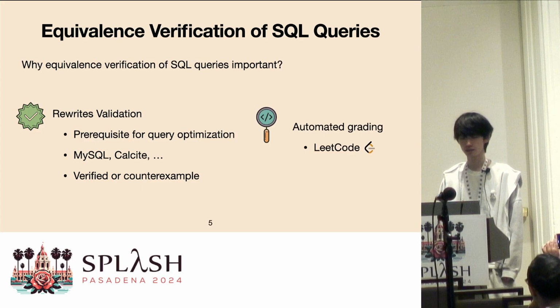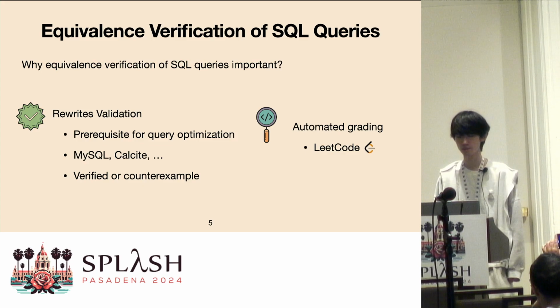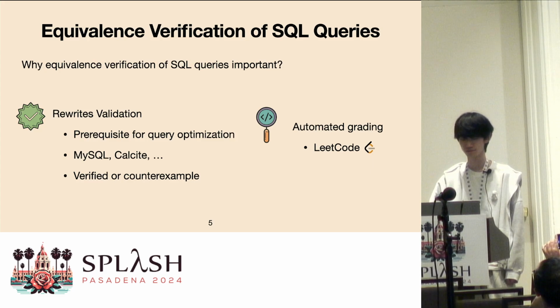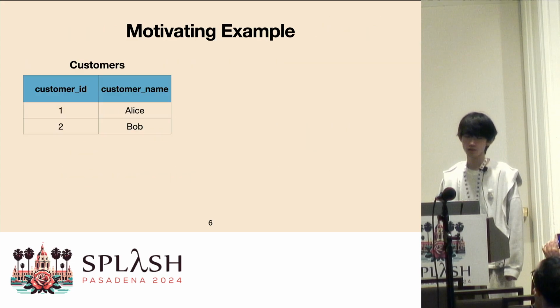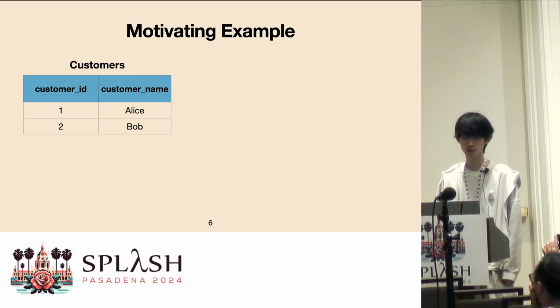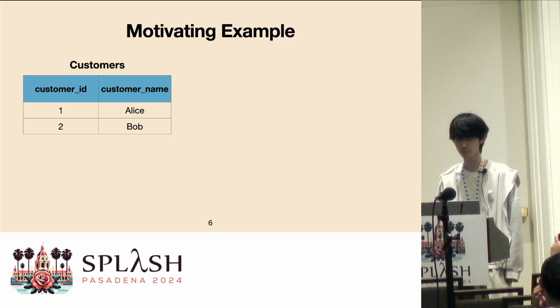In this case, we want to automatically verify if a user solution is correct against a ground truth query and provide a counterexample as feedback to the user to illustrate why the query is wrong, if it is wrong. So let's consider a simple example. In this example, I will illustrate what a query that solves a real-world problem looks like.